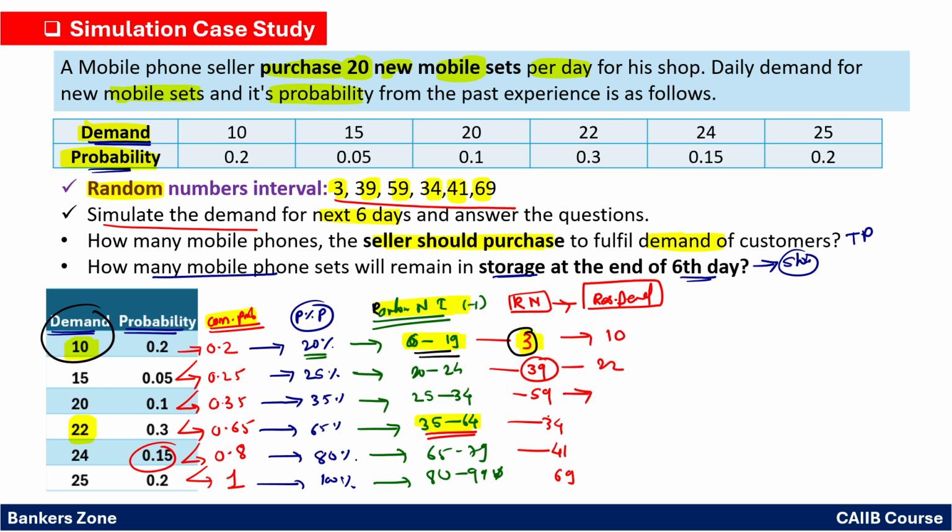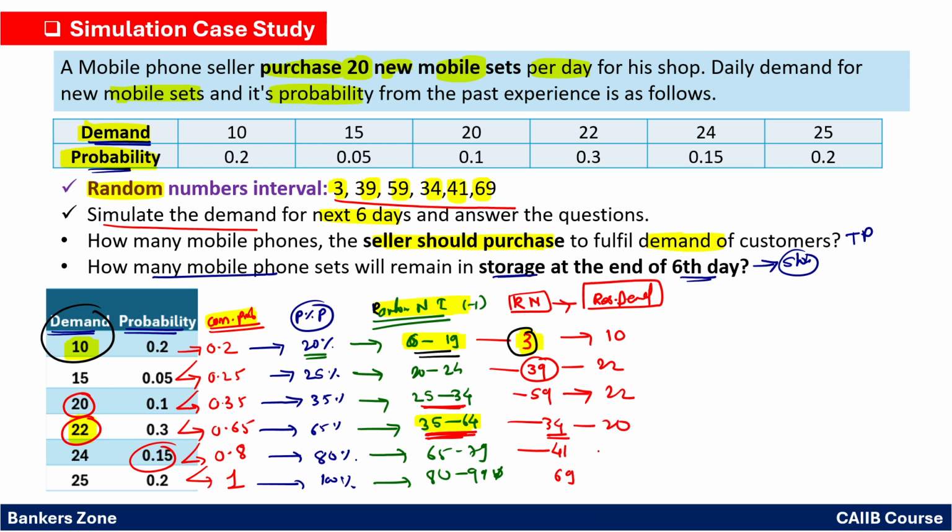So 59, where will it fall? You can simply say where 59 goes, 59 again goes in the same range. So corresponding demand will be again 22. 34 will go where? Here, between 25 to 34. Corresponding demand is 20. So in front of 34, I will write 20, right?